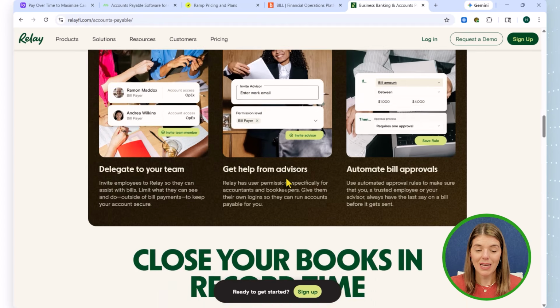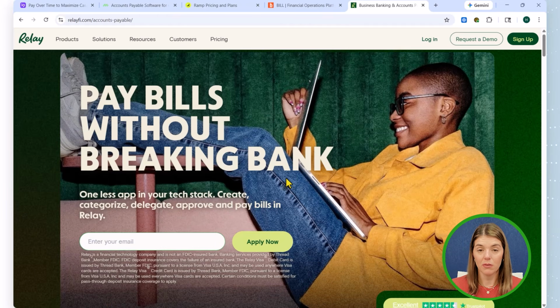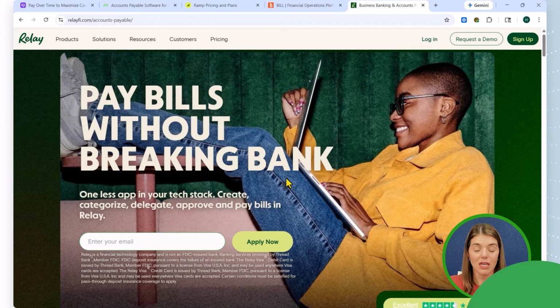So I like the idea of Relay for an organization that is smaller, like my media business, and is already using Relay for their banking structure. You would not use Relay if you're not using it for your banking, but if you are, I've really been enjoying it. It is just one less tool that you need in your accounting tech stack. And so it might be a good solution for you where it's just easy to pay the bills straight out of the system. Okay, so I wanted to make sure I mentioned that to you.